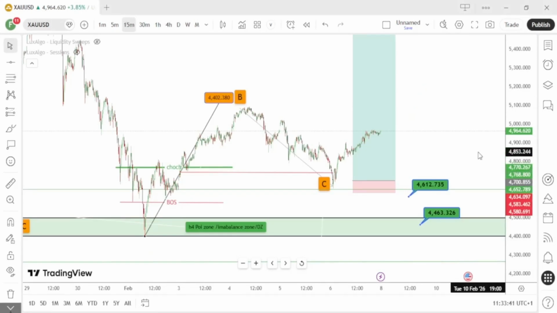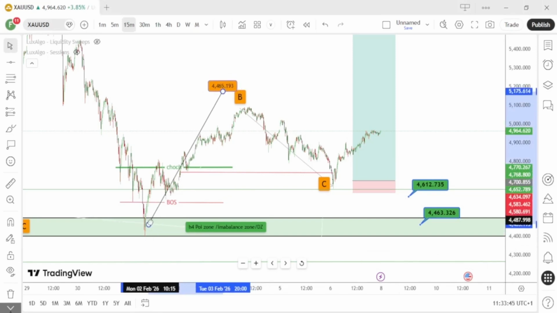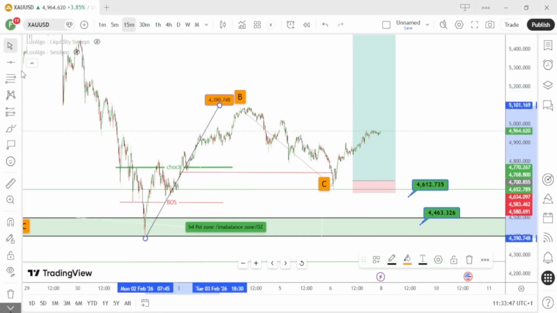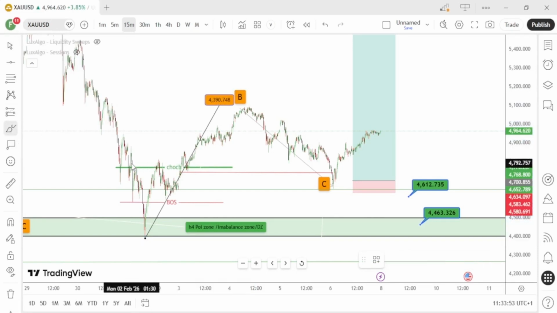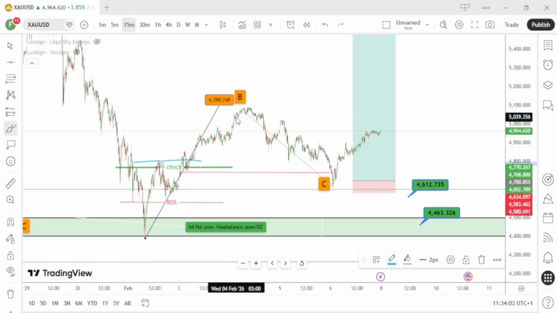Now I switch the chart to 15 minutes and price is inside the 4 hours POI. All I'm looking for on this chart is alignment. 15 minutes has to align with the 4 hours trend direction. So how do I do that? I'll wait for a change of character on 15 minutes, an accumulation up to give me an extension B.